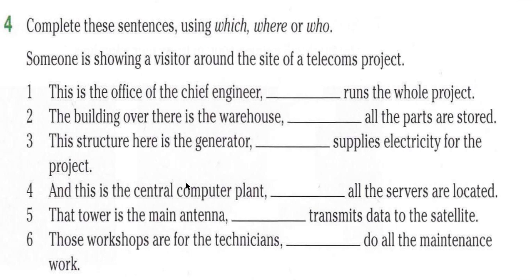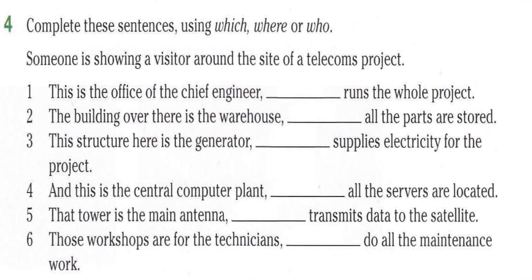Now let's move to page 17, exercise number 4. Complete these sentences using which, where, or who. So all you have to do is to use who, where, or which. Let me remind you that we use who if we are talking about persons. We use which if we are talking about things or animals. We use where if we are talking about places. You have 5 minutes to complete the activity. When you finish, play the video again to check your answers.